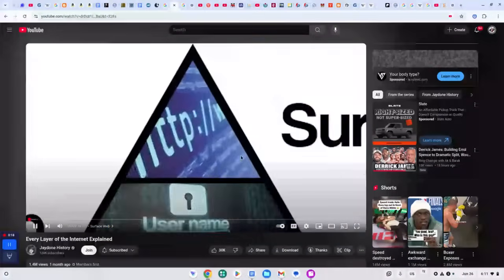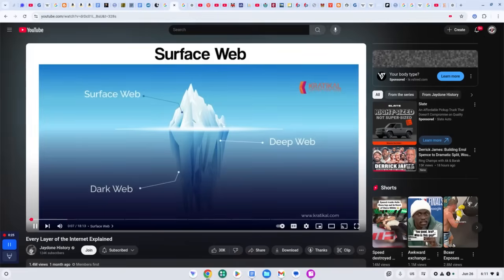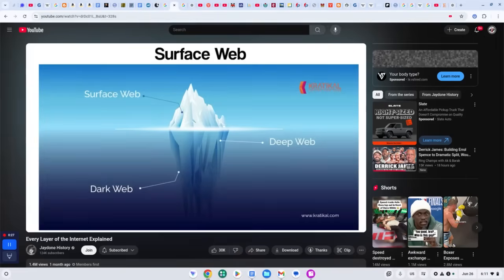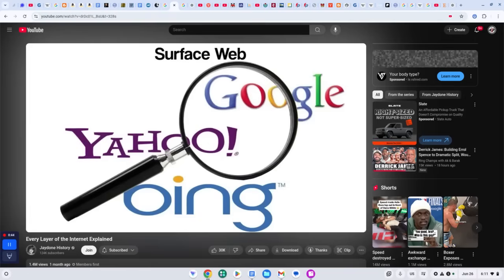The surface web, also known as the visible or indexed web, represents the first and most accessible layer of the internet. It encompasses all websites and web pages that are indexed by traditional search engines such as Google, Bing, and Yahoo. This means that the content within the surface web can be easily found and retrieved by using search engines, making it the most familiar and widely used portion of the internet by the general public. It includes everything from news websites, online stores, social media platforms, forums, educational resources, and more.